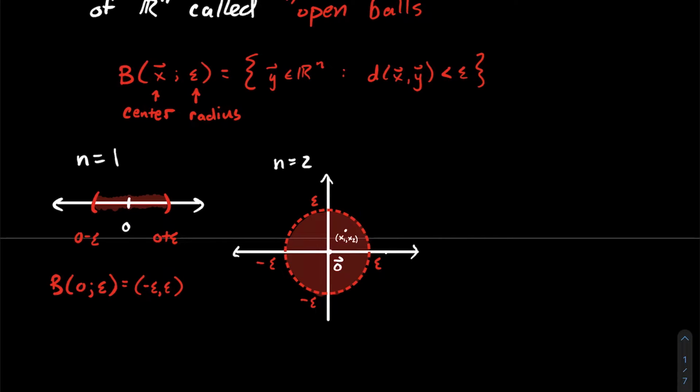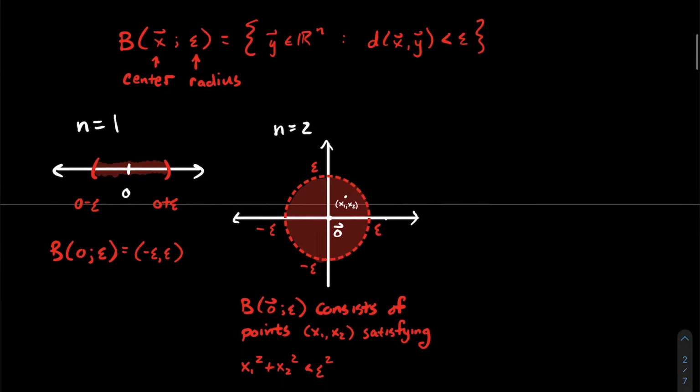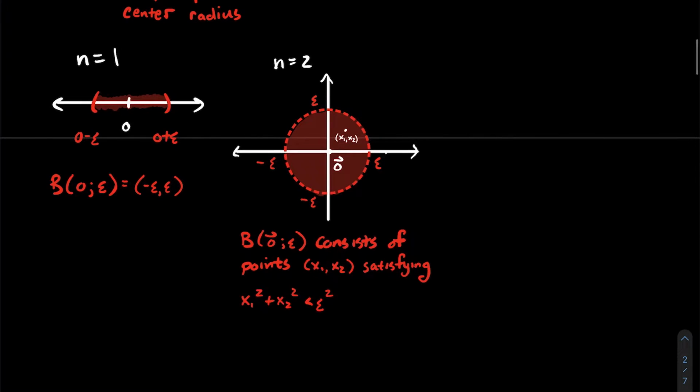If I look at the plane, n equals 2, and a ball of radius epsilon centered at the origin, I'm using the vector notation for 0 there to denote the point 0, 0. What do you get? It looks like you just get the inside of that circle of radius epsilon. The ball centered at 0 of radius epsilon consists of all points x1, x2 that satisfy the inequality x1 squared plus x2 squared is less than epsilon squared. So those would be all points inside of that circle.